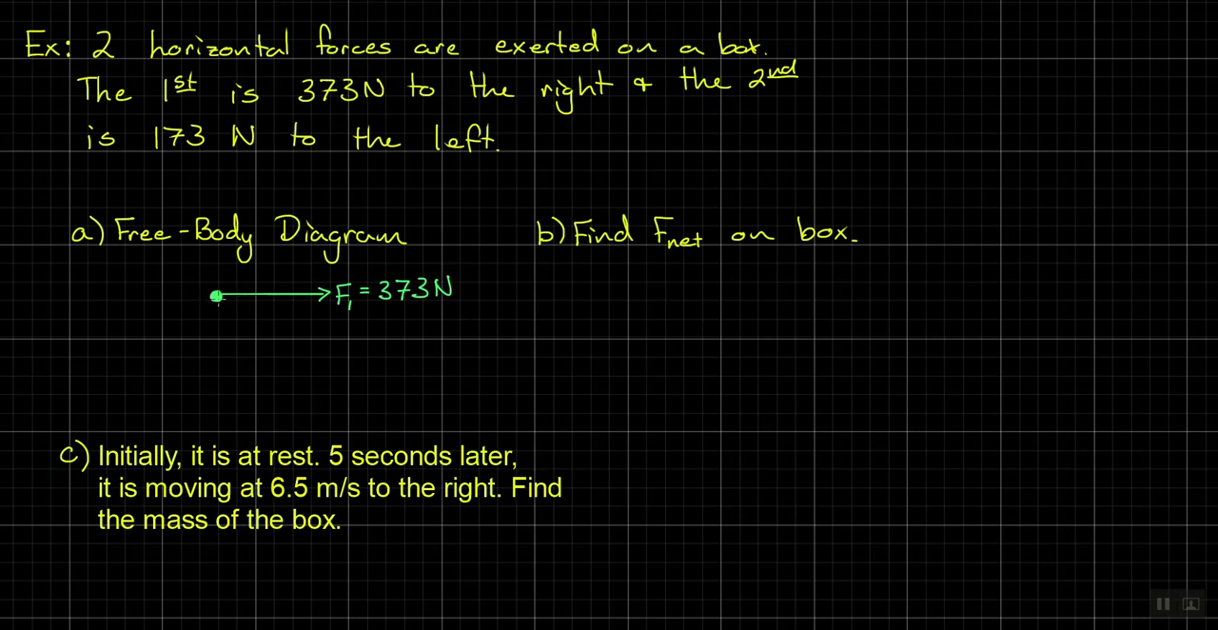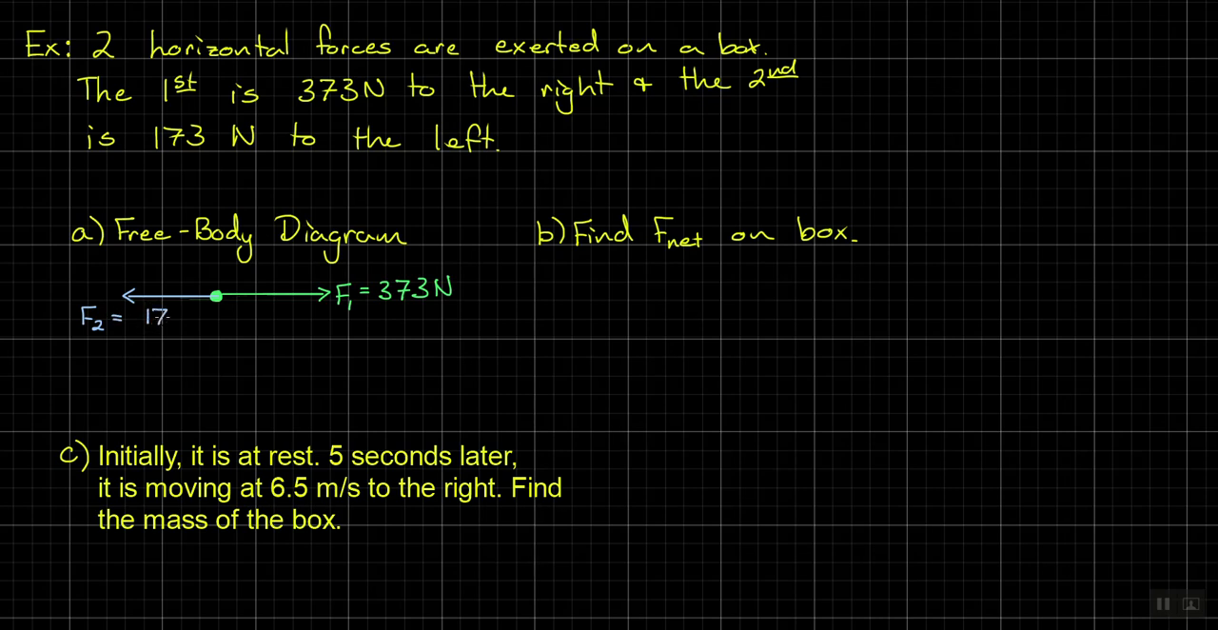My second force, 173 newtons to the left. I don't need to measure it, but I need to be kind of to scale. If I said that's 373, would you believe it? This one is obviously smaller. I'm going to label this as force 2, just to keep track of stuff. And this force is 173 newtons.